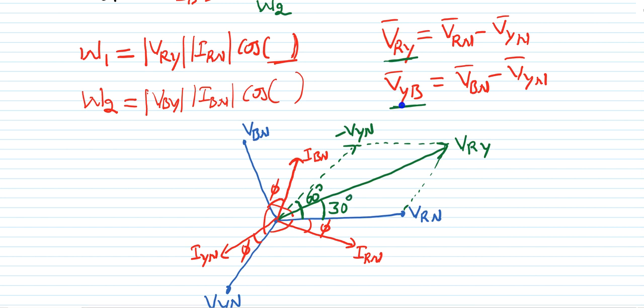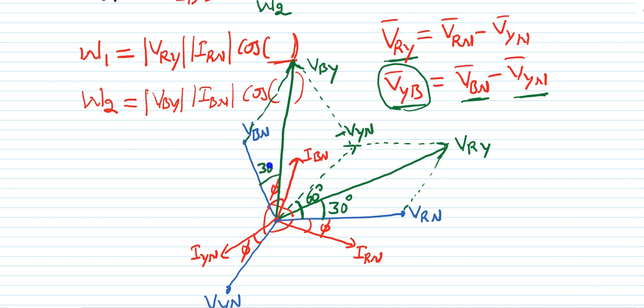Now similarly, if you want VYB, then doing the same with these two vectors, the result comes somewhere here. This is my VBY, and the angle here is 30 degrees. The angle between VBN and IBN is phi. Then what is the angle between VBY and IBN? It is phi minus 30 degrees. That is the angle between these two. Now the angle between VRY and IRN is phi plus 30.